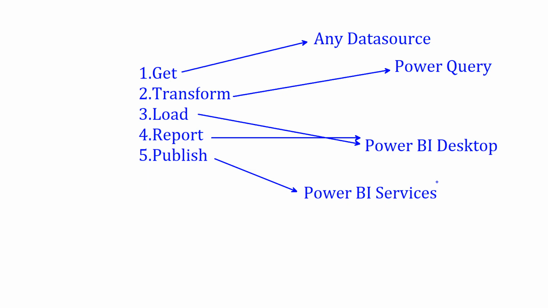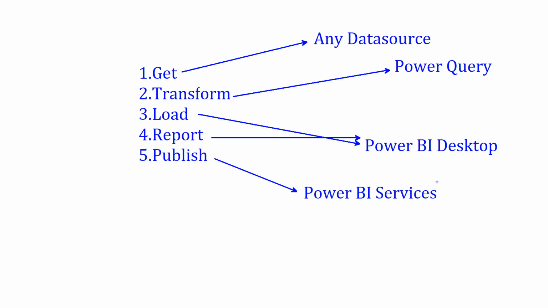Or there is row level security. I can publish the report, and if someone is opening from India, they can see only the report of India. If someone is opening the report in the US, they can see only that report. Same report. There is something called row level security. Those are all various controls. We'll see that. Okay. Get, transform, load, report and publish.